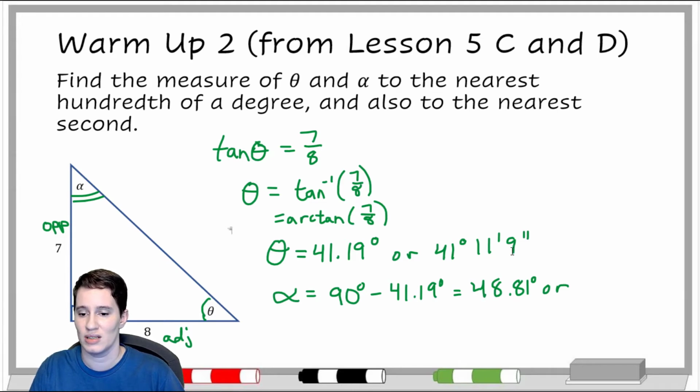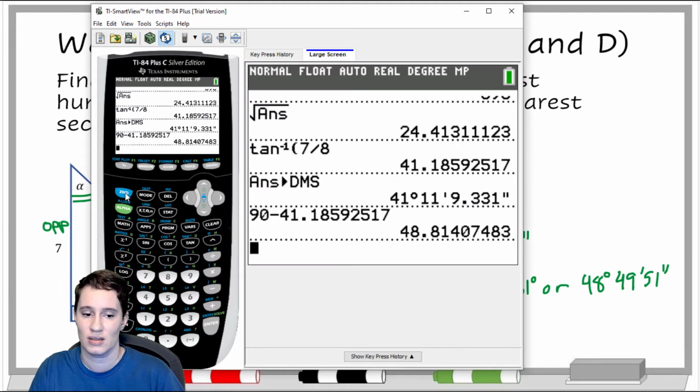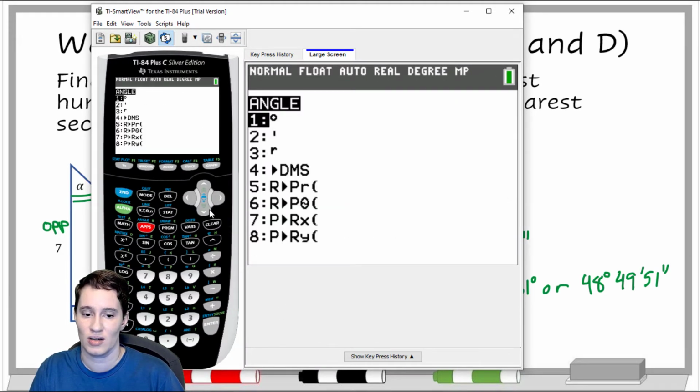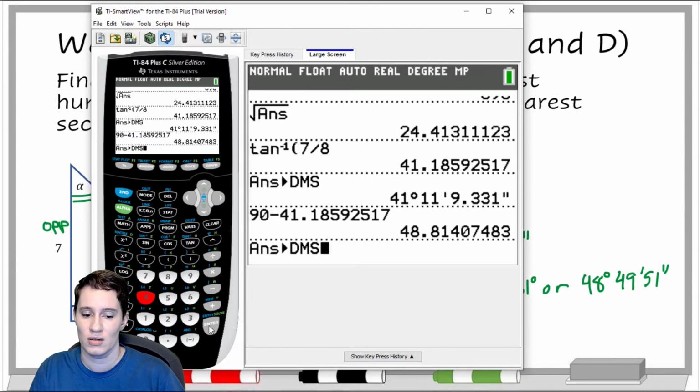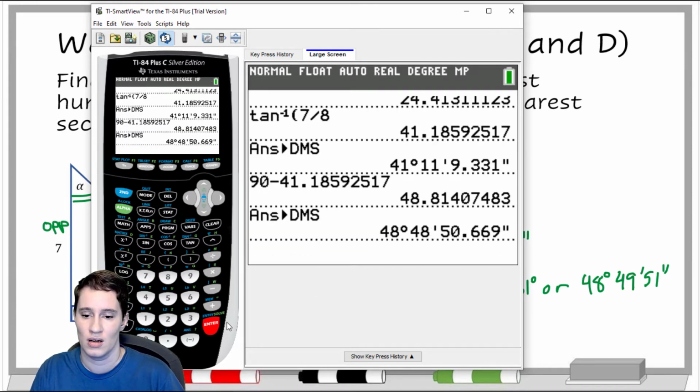We're going to change this, although this might actually be pretty easy to convert because we know how many minutes and seconds there should be here, that they should add up to 60. So here we go, I'm going to guess. I'm guessing this is 48 degrees, 49 minutes, because that's 60 minus 11, and 51 seconds, because 51 plus 9 is 60. Let's just check and see if that's right. Second, apps to get to the angle menu. Option 4. Yes, if we round it up to the nearest second.